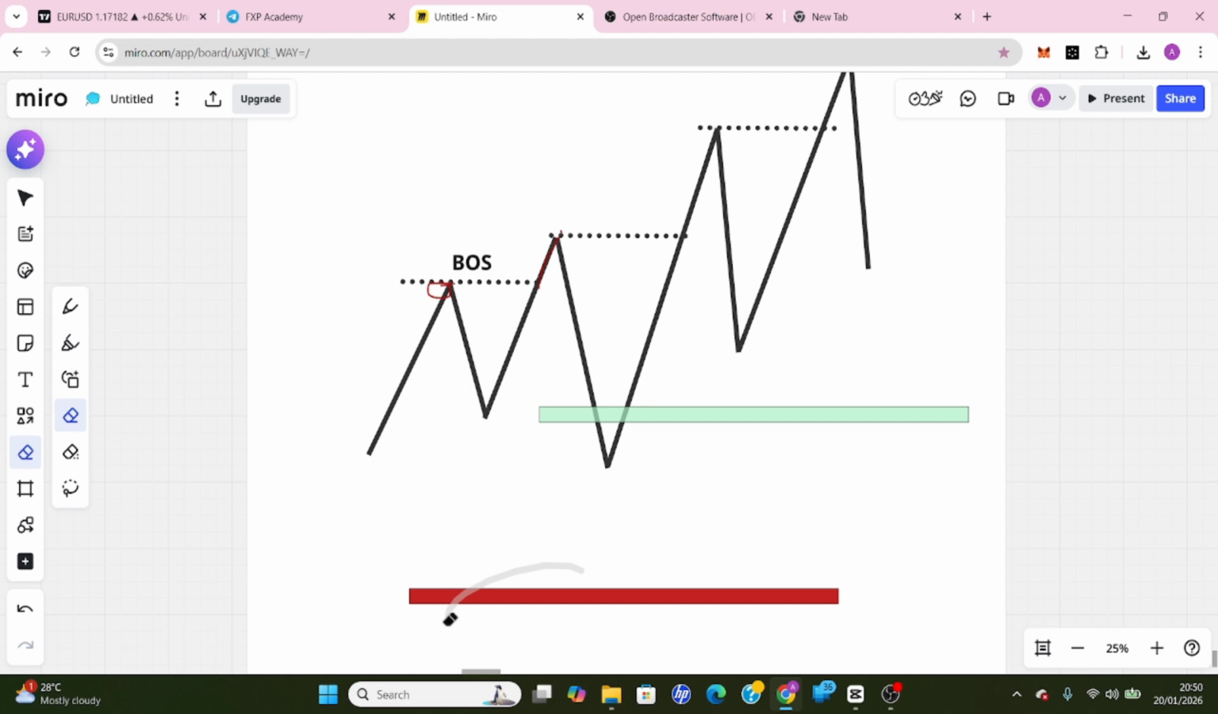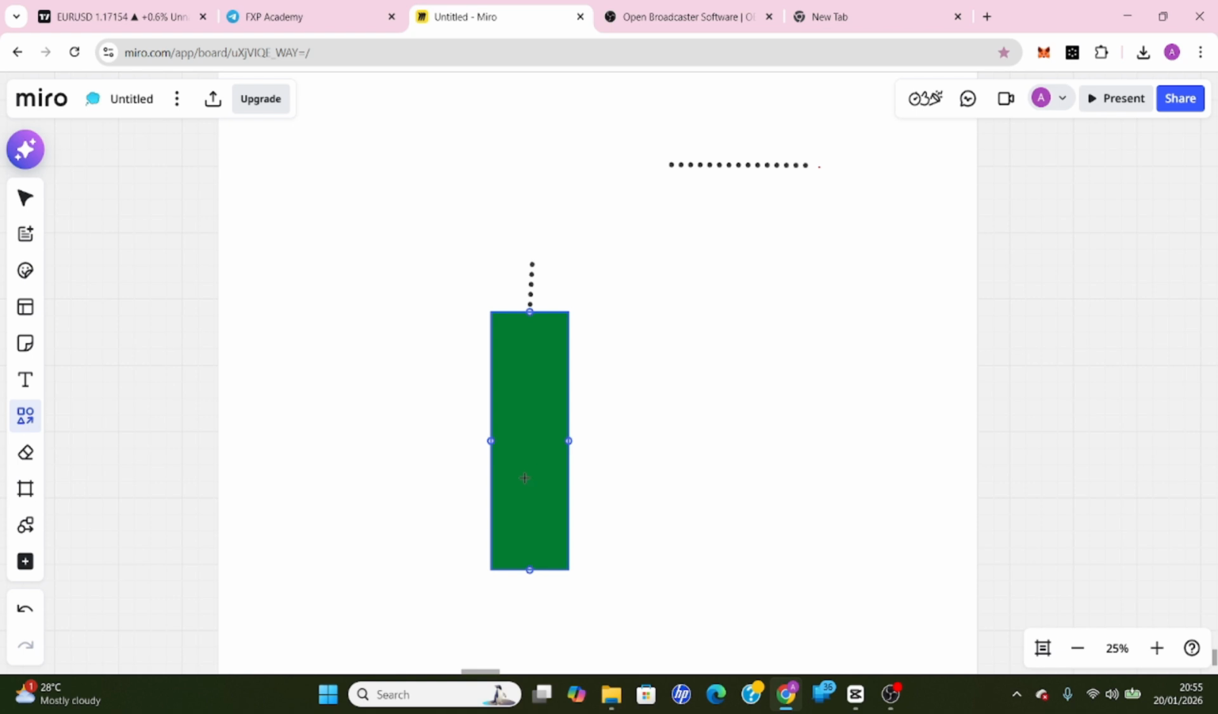You can mark it. In my subsequent video, I'm going to bring a great tutorial on how to mark your demand and supply zone effectively. You understand? So this is it, guys. This is how your ideal candlestick will look like.